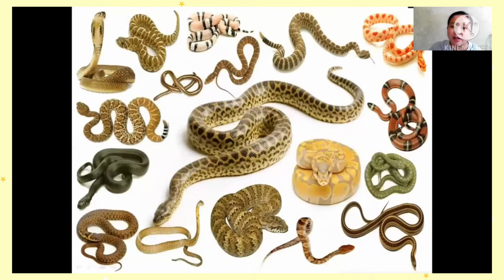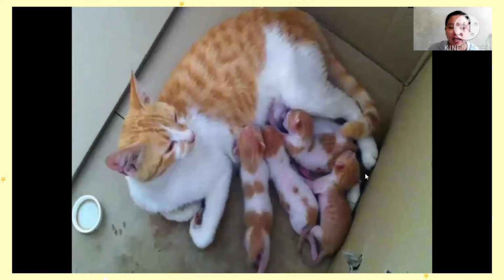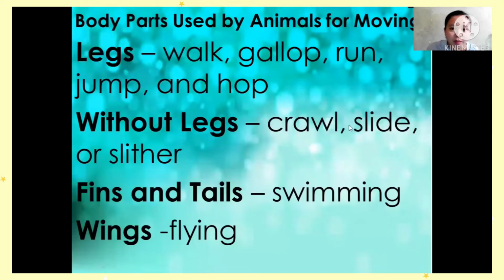Okay, next, the cat. Cat belongs to the higher group of animals called mammals. And their body covering is hair or fur. And they have two pairs of legs for walking. Okay? So, the body parts used by animals for moving.